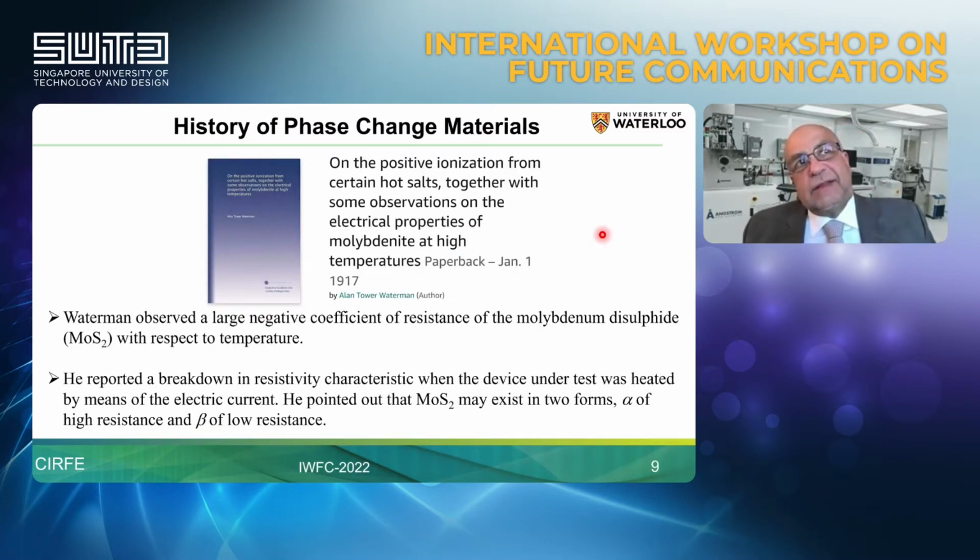And it's really interesting to look at the history of phase change material. It's interesting to know that it was discovered in 1917. There's a famous paper here by Alan Tower Waterman, where he noticed that molybdenum disulfide, MoS2, has a negative temperature coefficient of resistance. For most materials, as you increase the temperature, the resistivity increases. But he found that with MoS2, when you heat it or apply current to it, the resistivity goes down. He had a sample of this, applied current, and found the resistivity goes down, demonstrating a negative temperature coefficient of resistance. And in his paper, he defined the resistance in two forms, high resistance and low resistance.